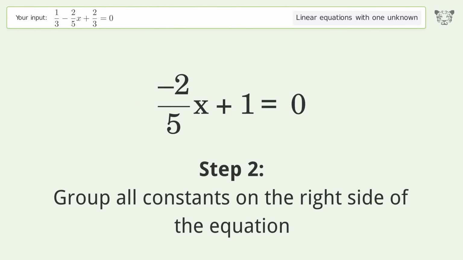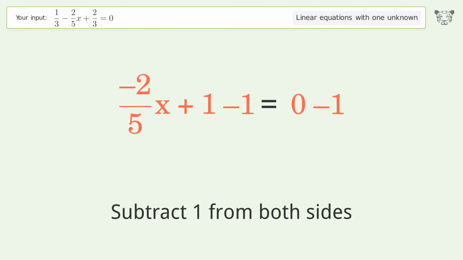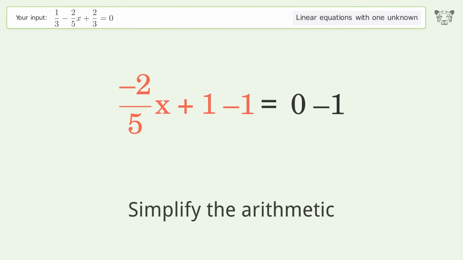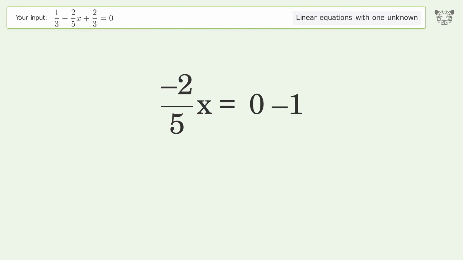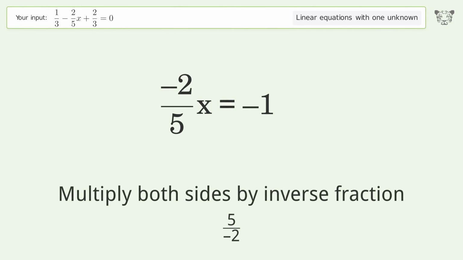Group all constants on the right side of the equation. Subtract 1 from both sides. Simplify the arithmetic. Isolate the x. Multiply both sides by inverse fraction 5/2.